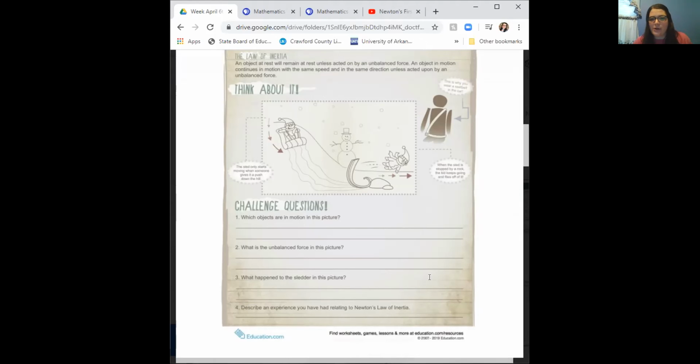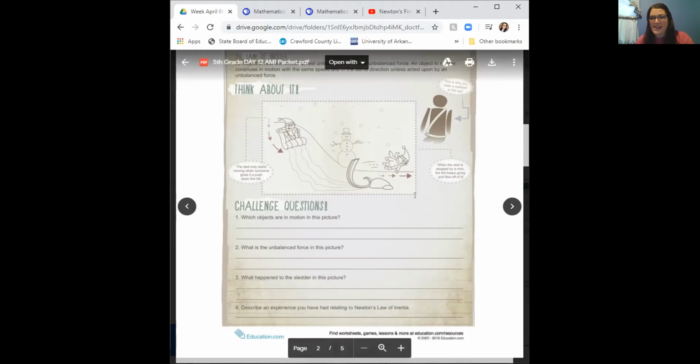And then it says on number 3, what happened to the sledder in this picture? So what is happening to this kid now that the sled has stopped? So what is happening to the boy? Or the girl, it could be either one. So what is happening to the sledder in the picture?